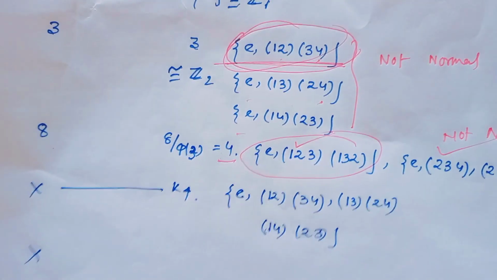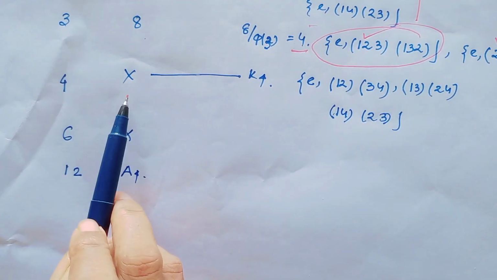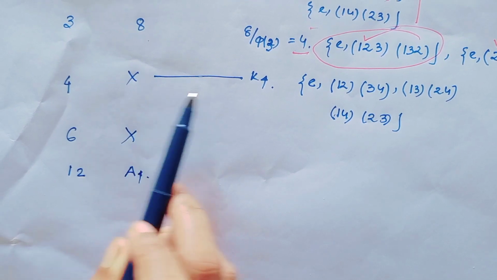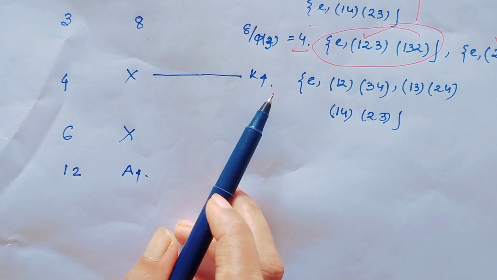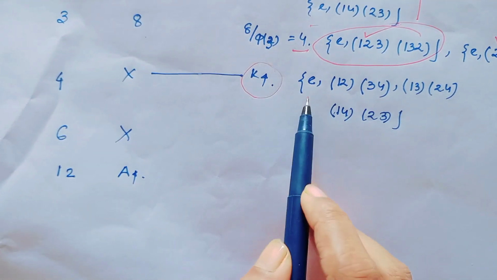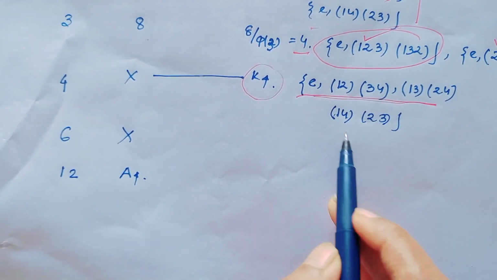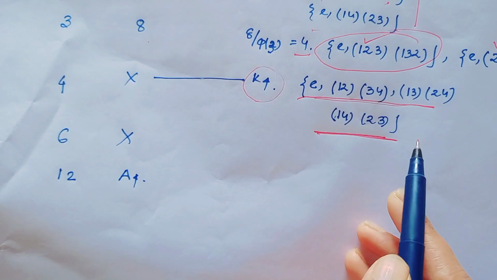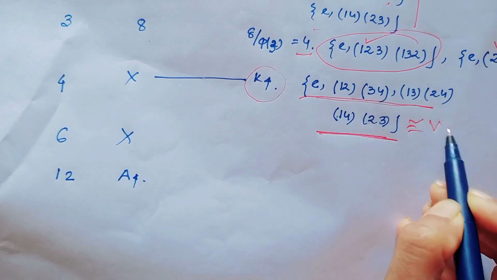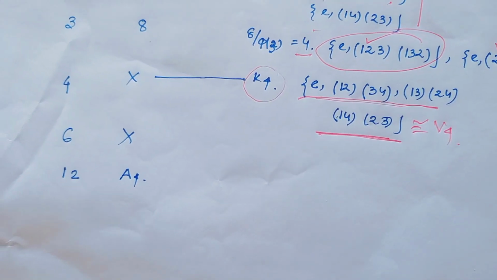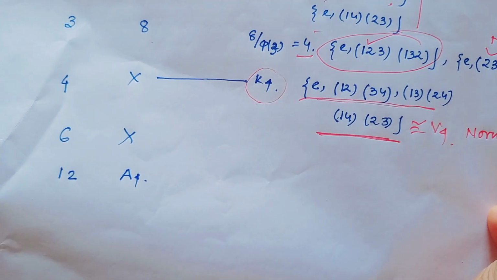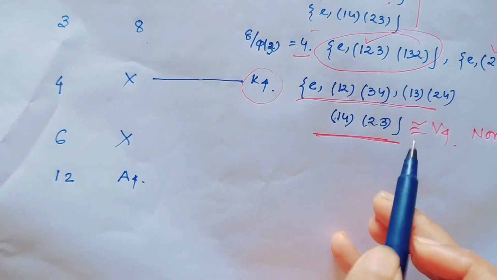Another is a subgroup of order 4, and there exist no elements of order 4. This subgroup is actually isomorphic to the Klein four-group, because the subgroup of order 4 looks like this. There exists one subgroup of order 4 which is isomorphic to the Klein four-group, and obviously this subgroup is normal, because it contains all the 2 plus 2 cycles.